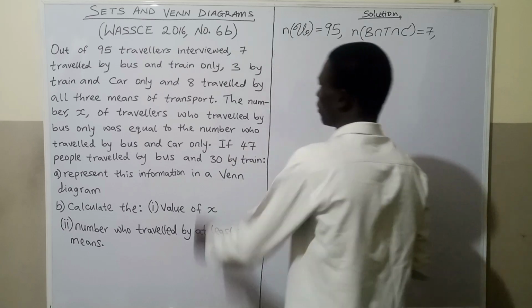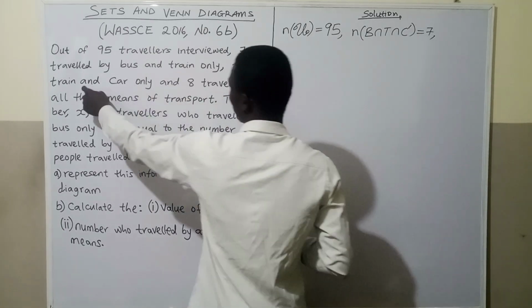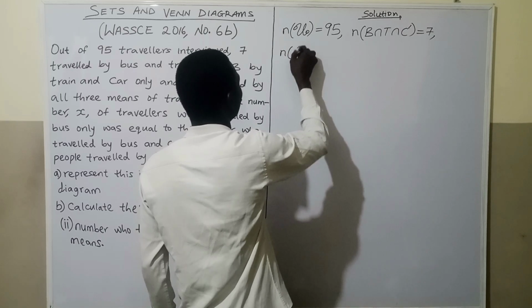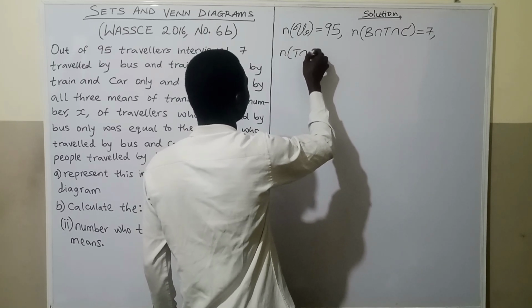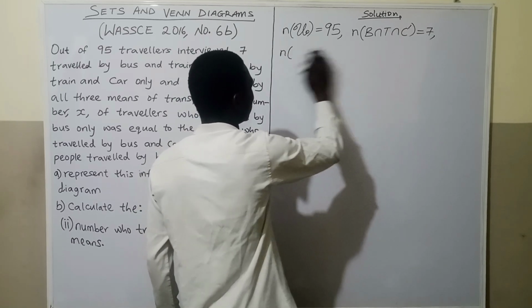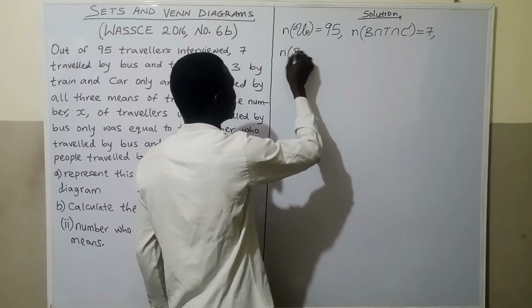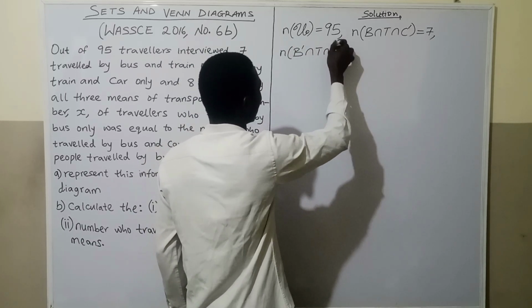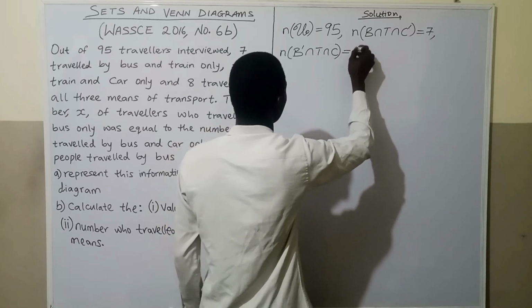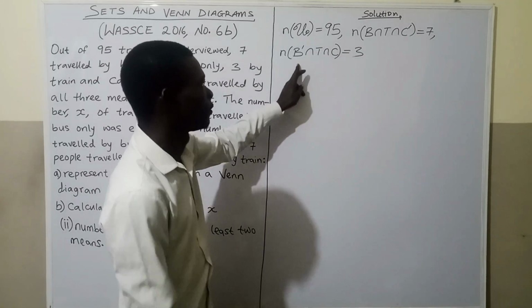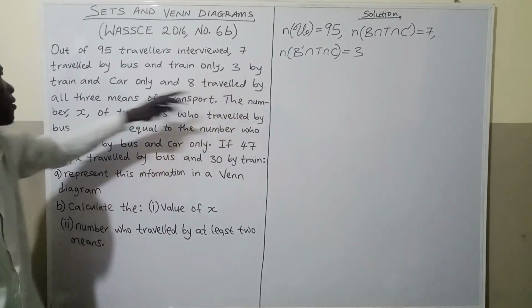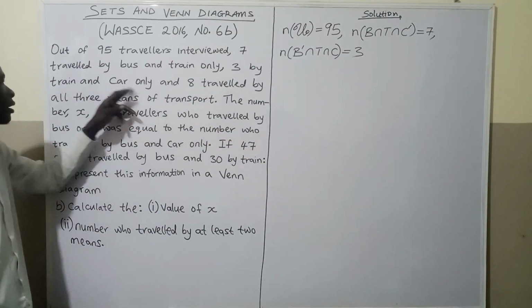And then the next one, 3 traveled by train and car only. Those who traveled by train, so that it can be in this order: bus prime, intersection train, intersection car. There are 3 of them. So this is the representation for those who traveled by train and car only, and according to the question, there are 3 of them.